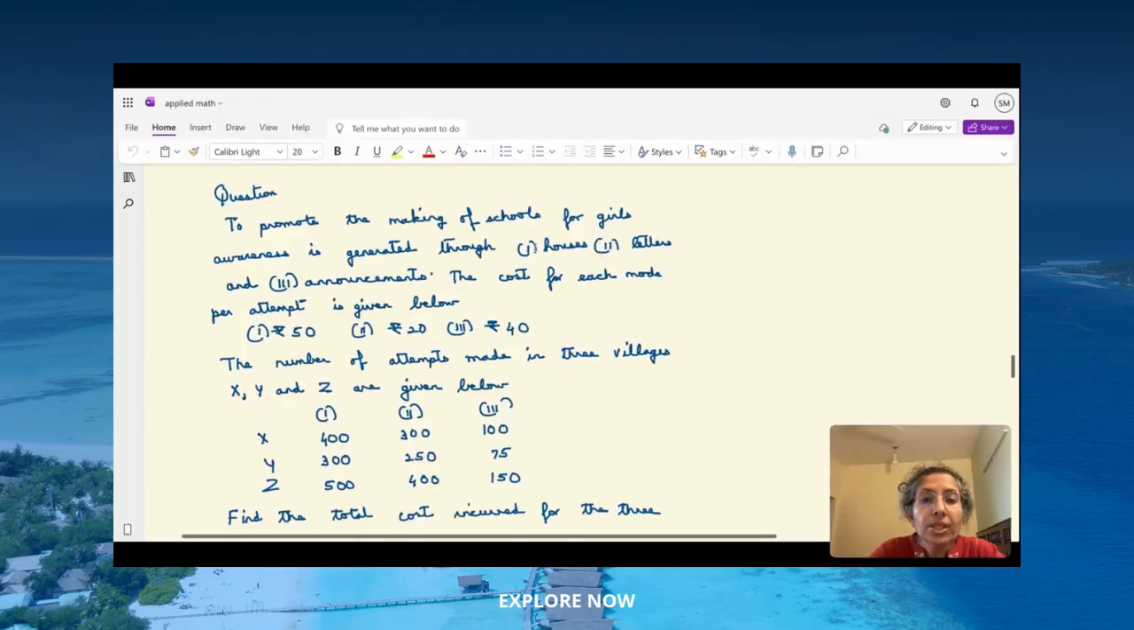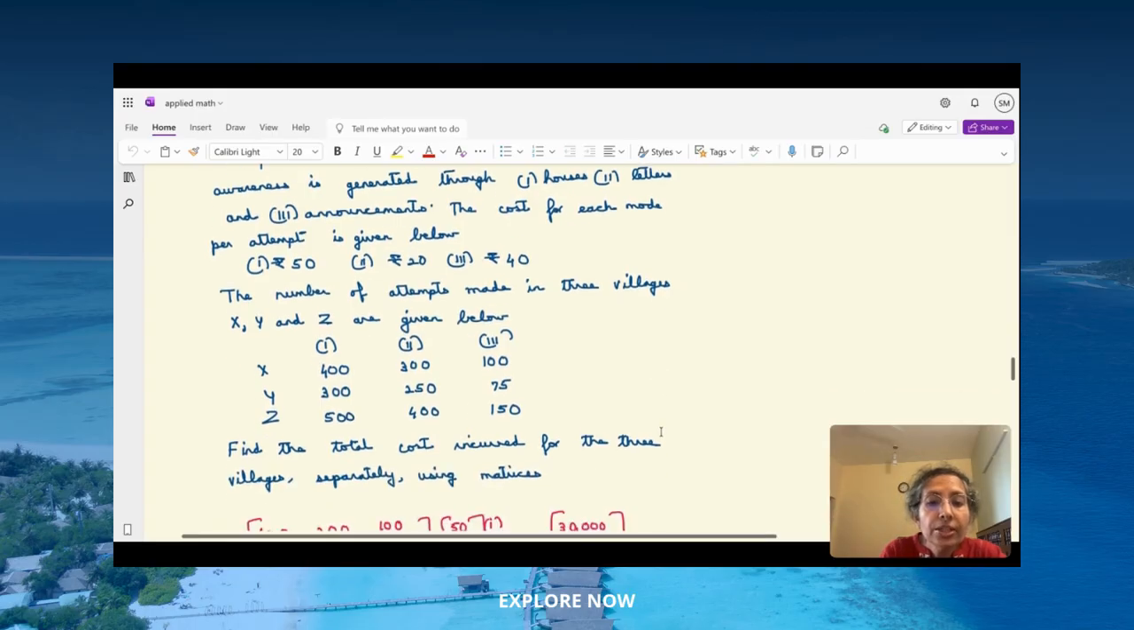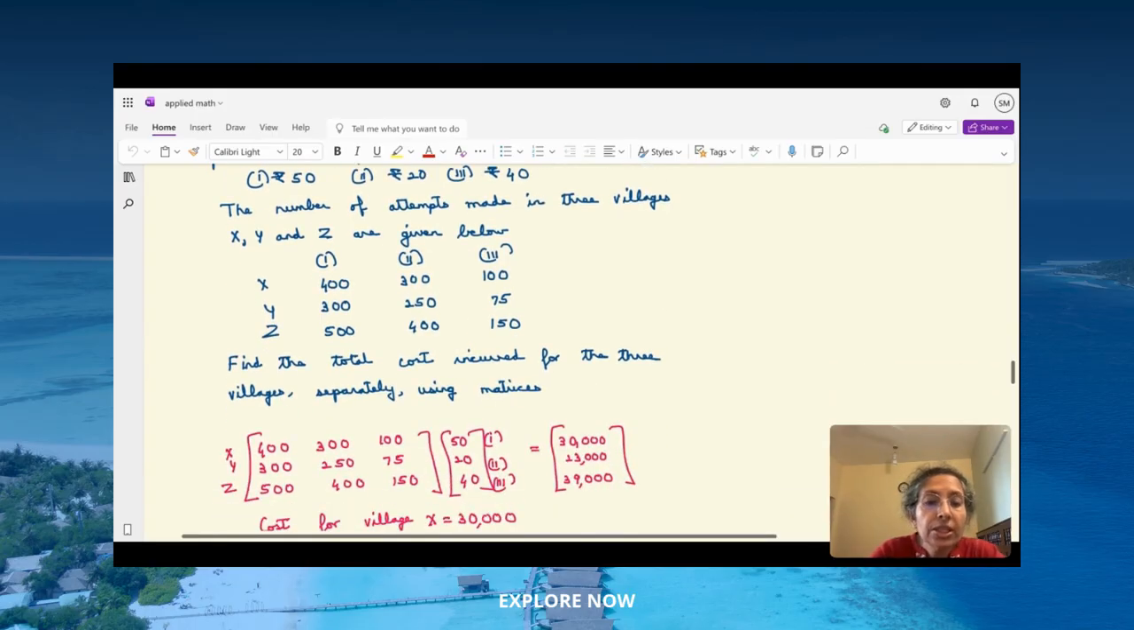To promote the making of schools for girls, awareness is created through houses, letters and announcements. The cost for each mode per attempt is given below. For houses it's 50, letters it's 20, announcements it's 40. The number of attempts made in 3 villages X, Y, Z are given below. Find the total cost incurred for the 3 villages separately using matrices.